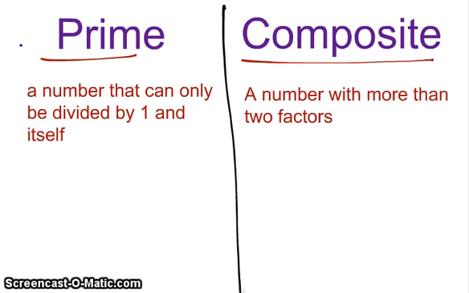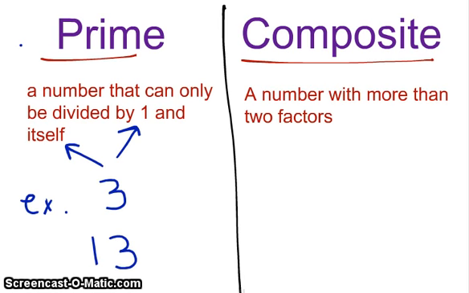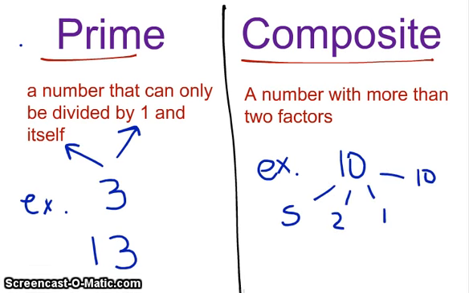Let's look at an example. A prime number could be 3. Nothing goes into 3 except 1 and itself, which is 3. You can't divide 3 by anything else. Another example could be 13. 13 can only be divided by 1 and 13. Composite, on the other hand, could be 10. 10 can be divided by 5, 2, 1, and 10. So it actually has 4 factors, which makes it a composite number.